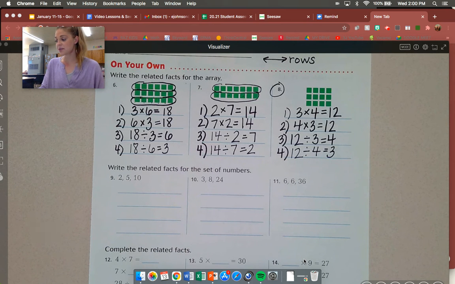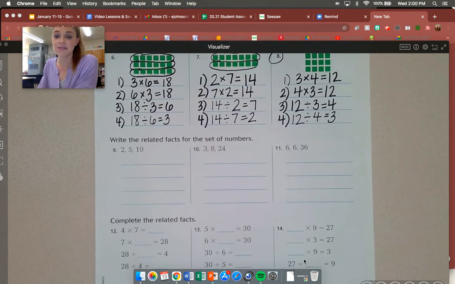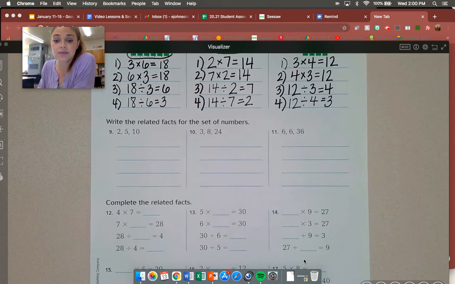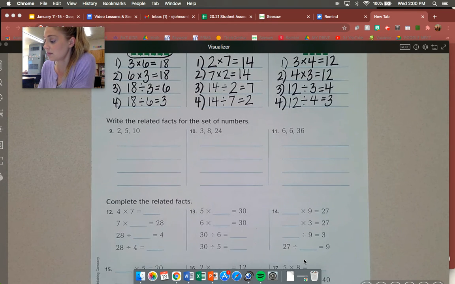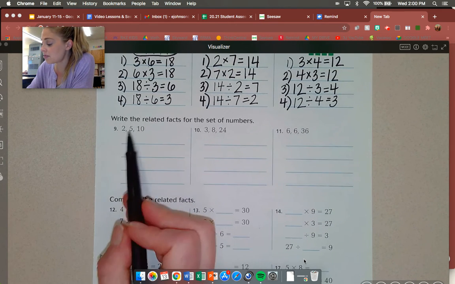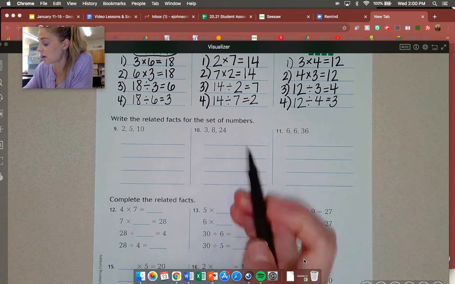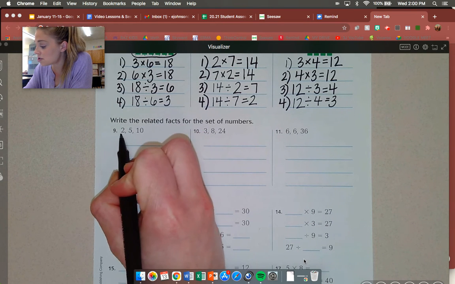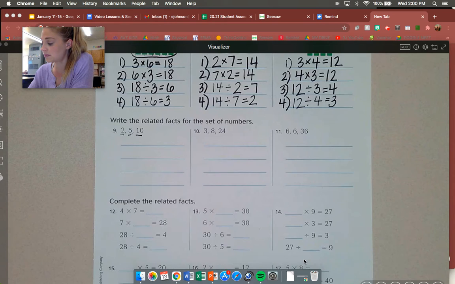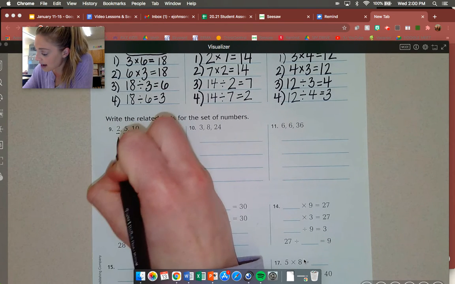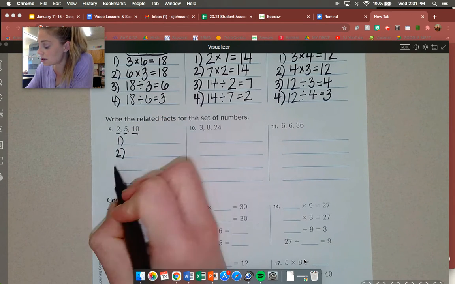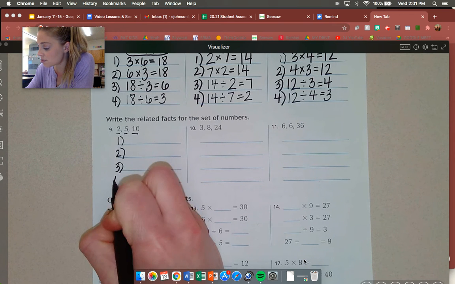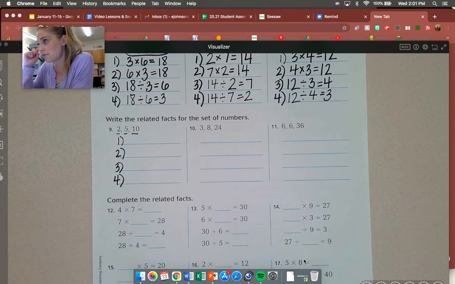All right, now that we've done some practice with writing multiplication and division problems for arrays, we are going to just look at a fact family and write some facts related to them. So it says, write the related facts for the set of numbers. Our first fact family is 2, 5, and 10. Well, I want to write 2 multiplication problems and 2 division problems for 2, 5, and 10.